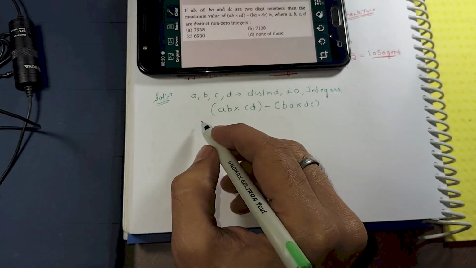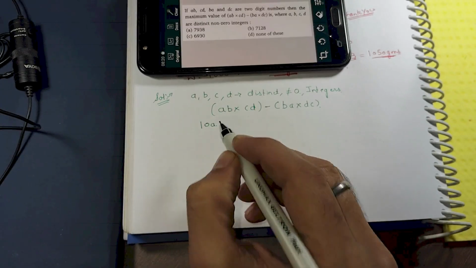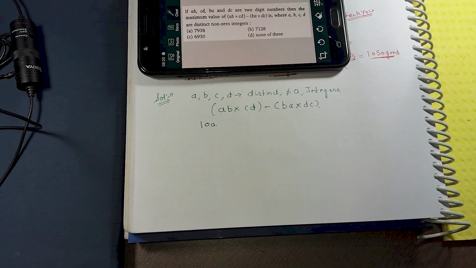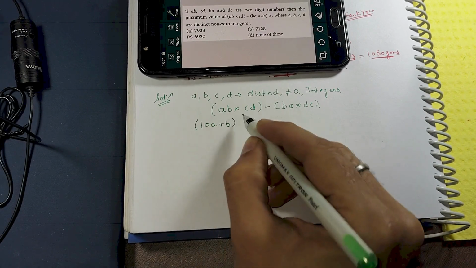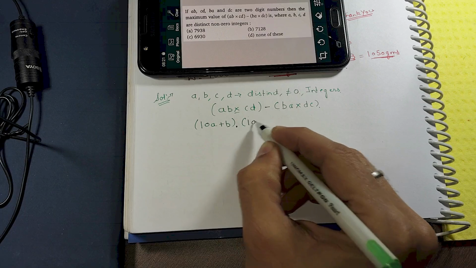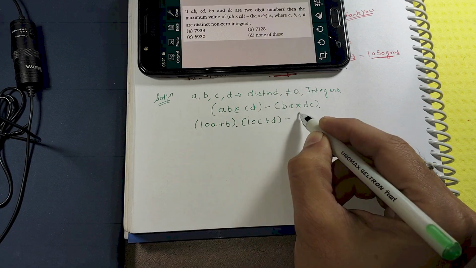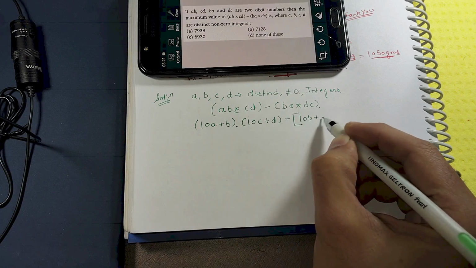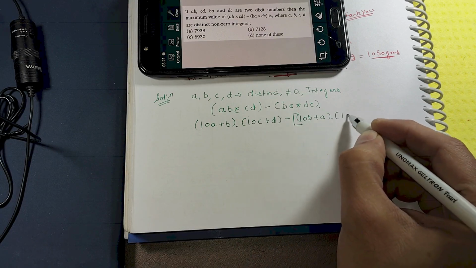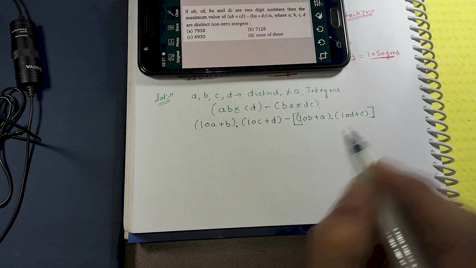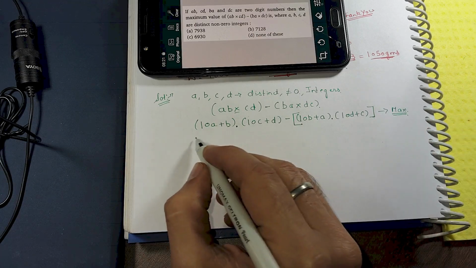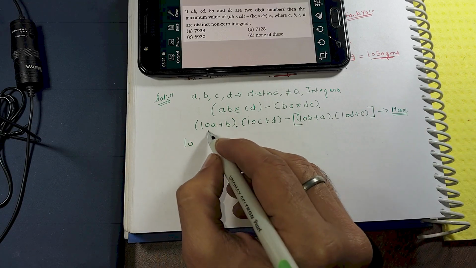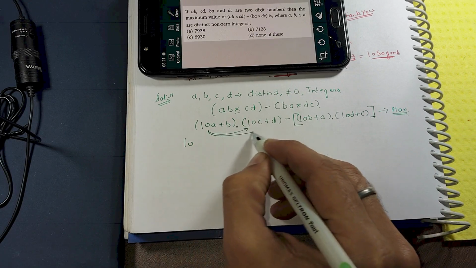Now, if I write AB in the standard form, it will be 10A plus B, and this is a product. This will be (10C plus D) minus (10B plus A) into (10D plus C), right? Now we need to find the maximum value of this. If I multiply, first I will multiply this with this one, then this one.